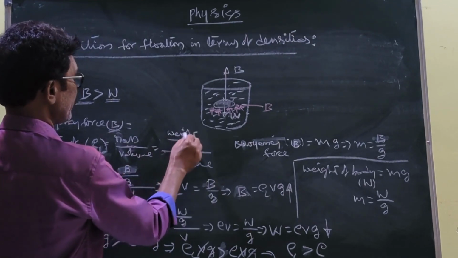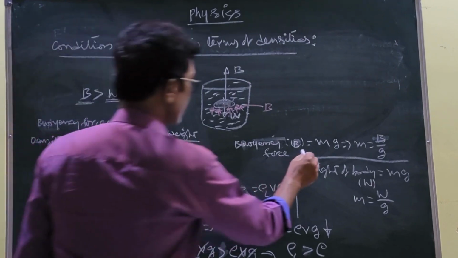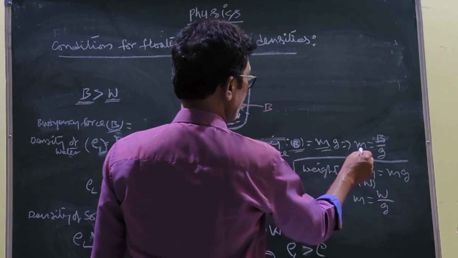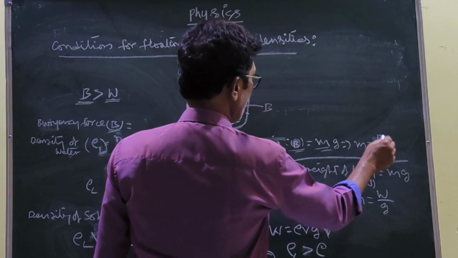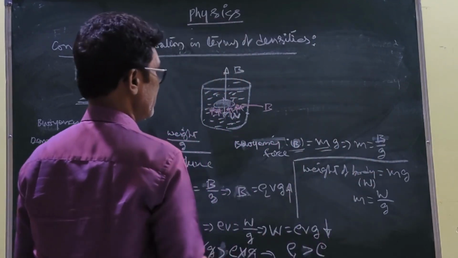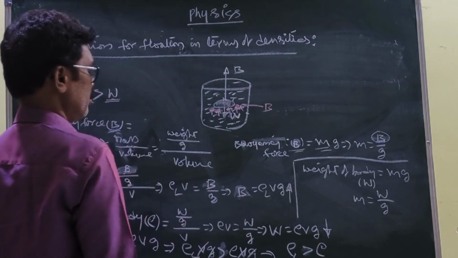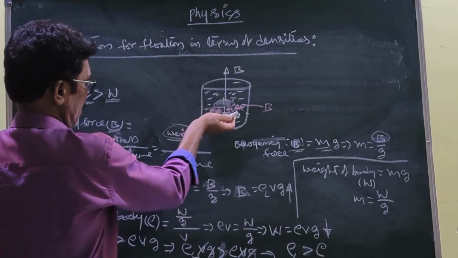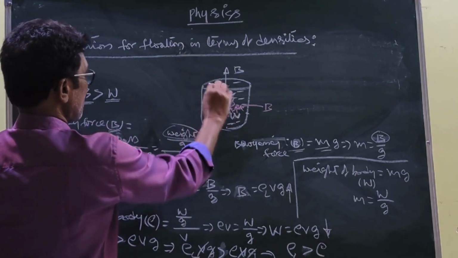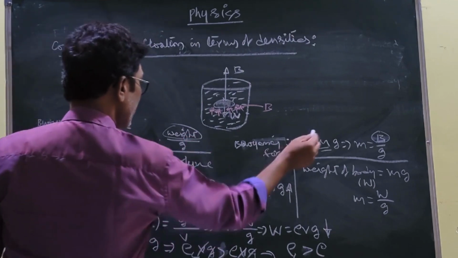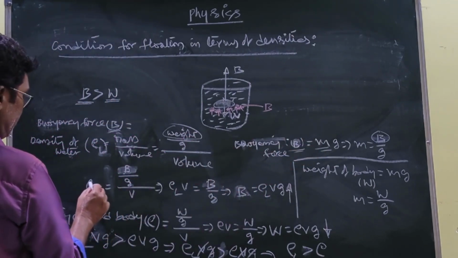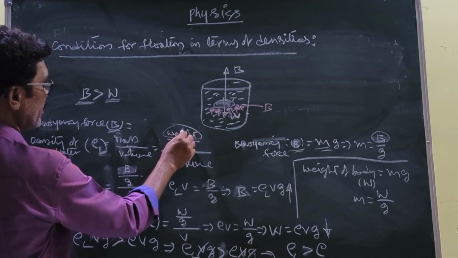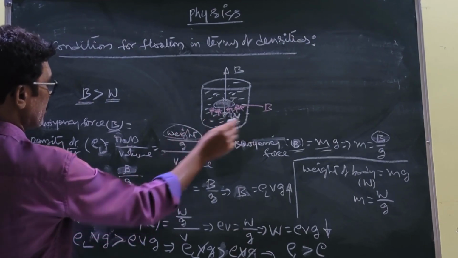I can write mass in terms of weight by g. Buoyancy force B is equal to mg, so mass equals B by g. This B is nothing but the buoyancy force, that is, the weight of the water exerting force on this solid body. So rho L equals B by g, over the volume, where W is nothing but B.